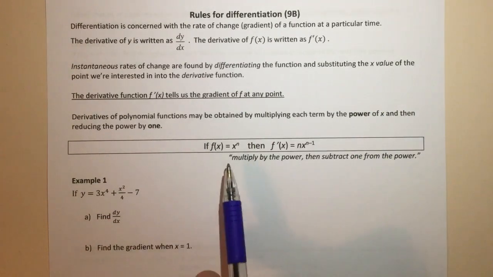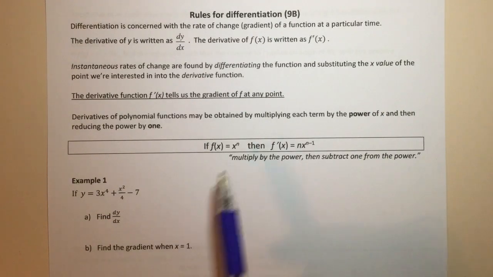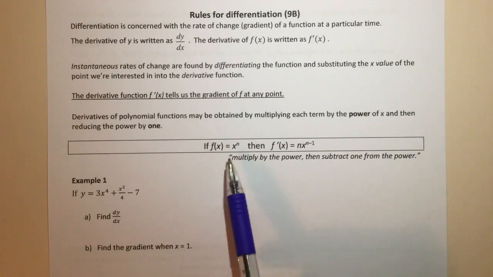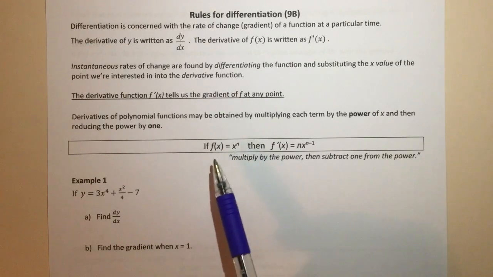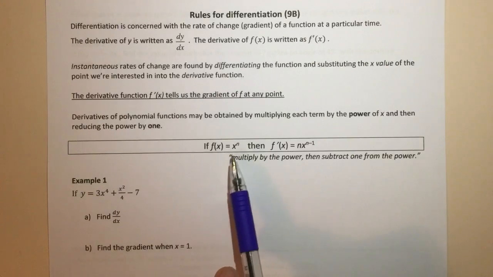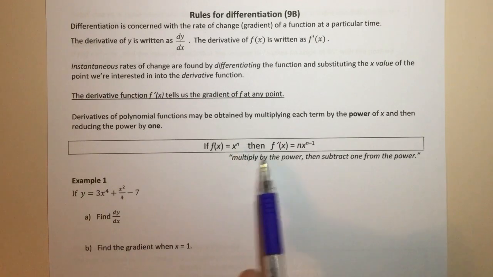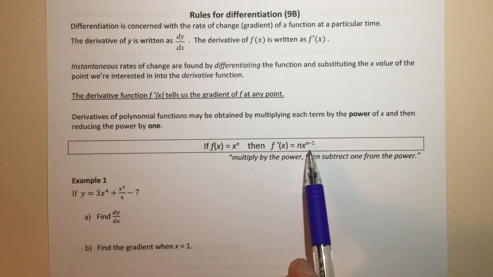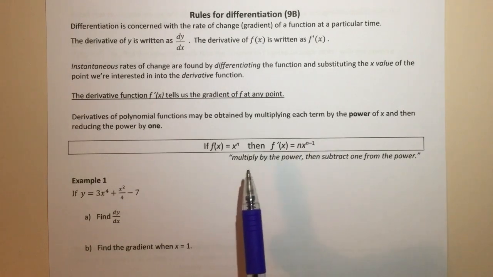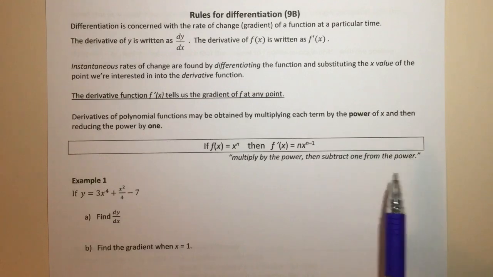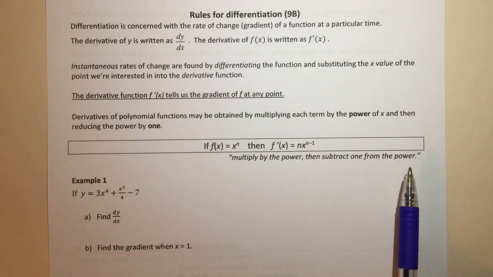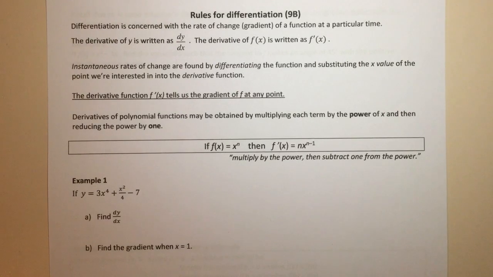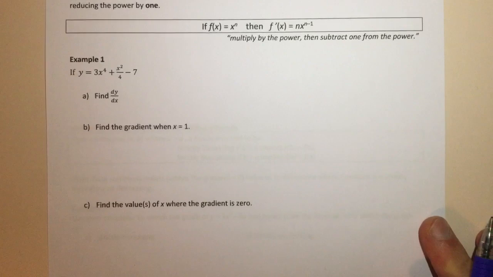Okay, this rule here, really important for polynomial functions, or really any functions in the form x to the power of a number. If your function's in the form x to the power of n, then the derivative f dash of x will equal nx to the power of n minus 1, which in words just means you multiply by the power and then subtract 1 from the power. And hopefully you're used to doing that a fair bit from your Year 11 methods, and these first few examples will just be a reminder of how that process works. So let's get stuck into example 1.